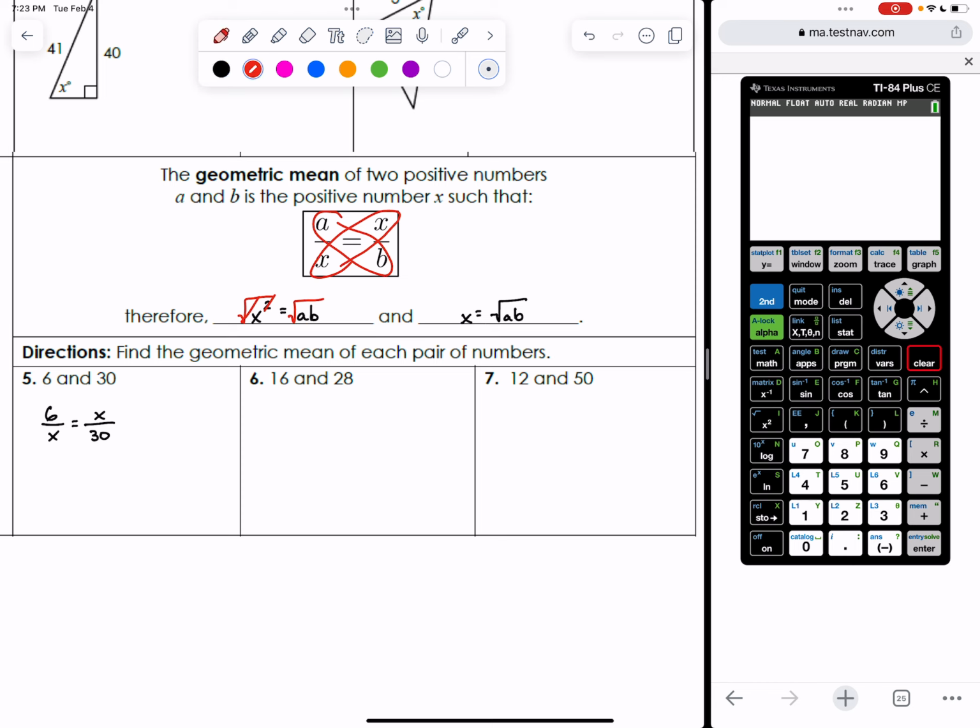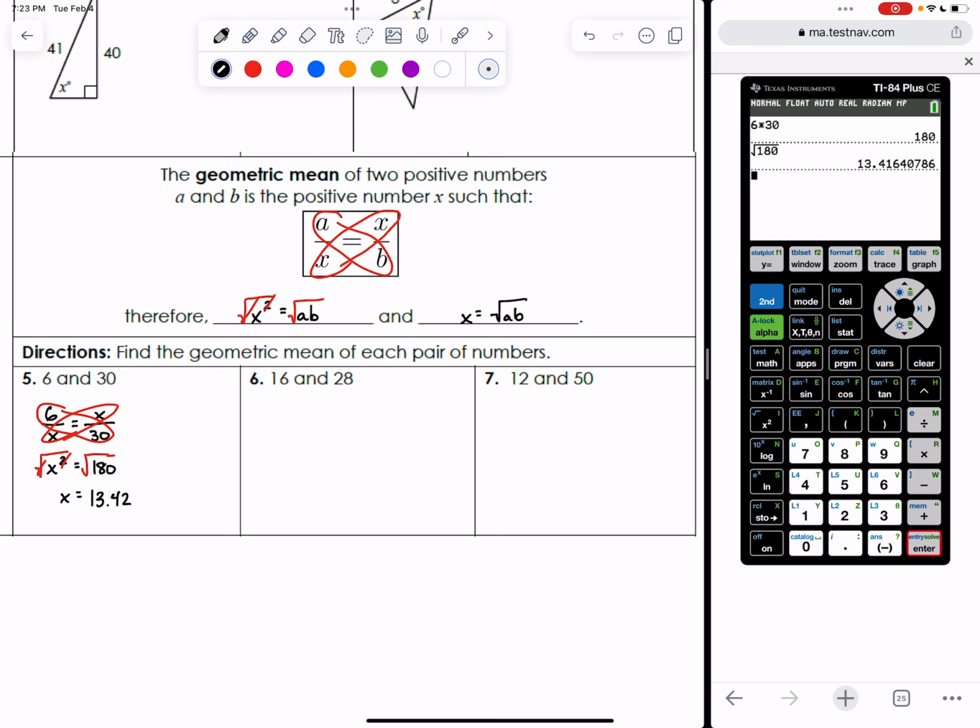Okay. All we're going to do, right? Cross multiply, butterfly method, right? So x times x is going to be x squared. 6 times 30, if we don't know, we can plug it into our calculator, is going to be 180. And then what do we do last? Great. Good. Square root, right? So cancel out, and we're left with x is equal to the square root of 180, which if we plug into our calculator comes out to 13.42.